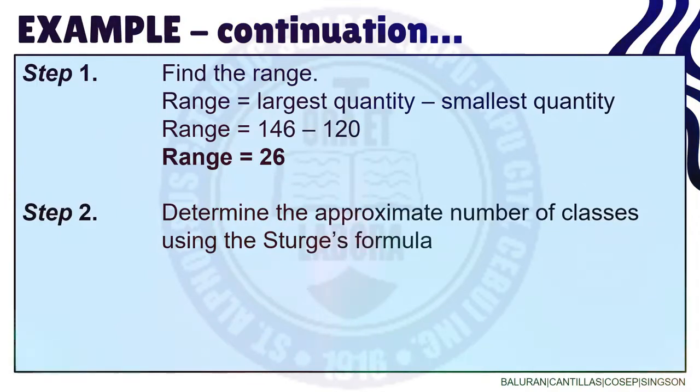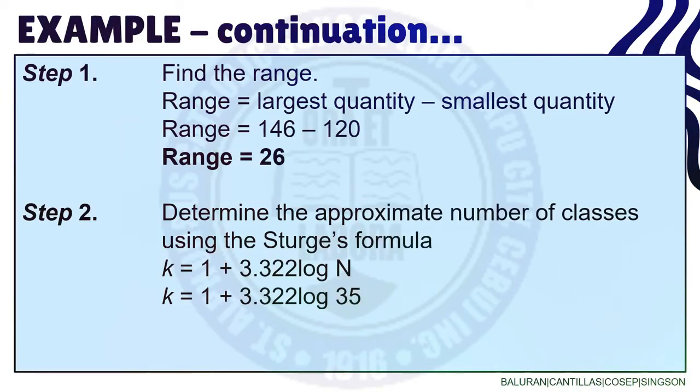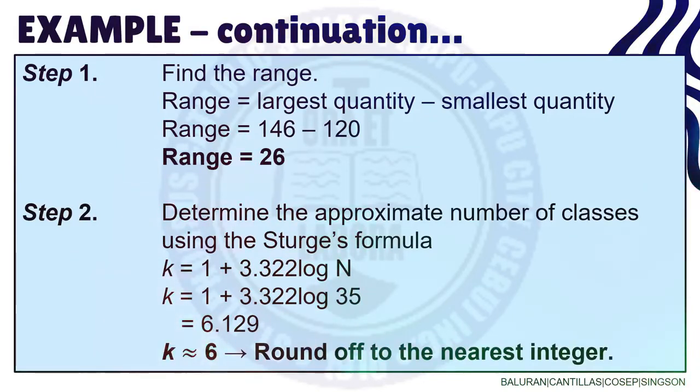Step 2, we have to determine the approximate number of classes using the Sturges formula. So we have to use K is equal to 1 plus 3.322 log n. Then we have to substitute n with 35 since the given data has 35 students. That is equal to 6.129. Then we have to round off this one to the nearest integer. Therefore, our K, the approximate number of classes, is equal to 6.